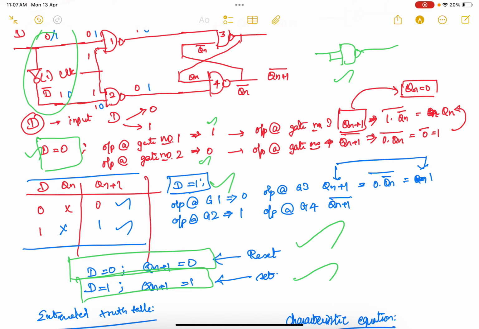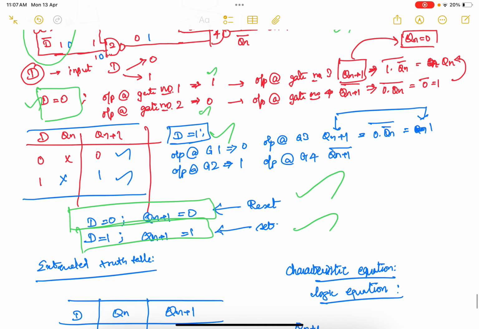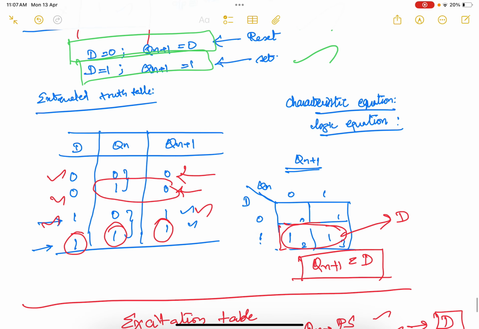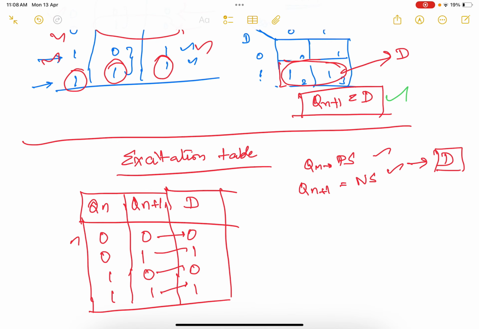So what is happening here? Whatever the D value that is coming in, that will be my Qn plus 1 value, the next state condition. When you derive the extended truth table, you will get the same thing. If D equals 0, the next state will be 0. When D equals 1, the next state will be 1. That is written as a logical expression: Qn plus 1, the next state condition, is nothing but the D condition. Clear? So the next state condition is nothing but the D condition.